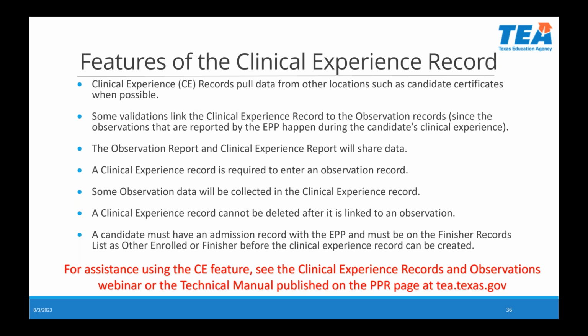A candidate must have an admission record with the EPP and must be listed as either other enrolled or finisher on the finisher records list. If you need assistance using the clinical experience feature, please refer to the clinical experience records and observations webinar and the technical manual that are both published on the program provider resources page at tea.texas.gov.